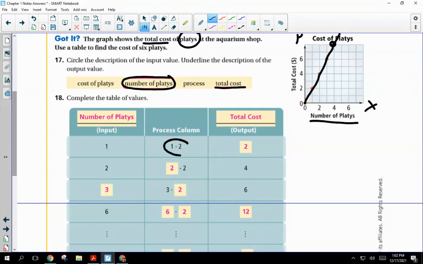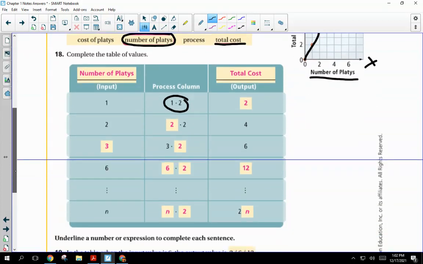And here's the process, 1 times 2. So 1 input times 2 is 2. 2 inputs times 2 is 4. And you can think, oh, so far, Mr. Weckeser, this is very easy. And you are correct. This is very simple so far. A lot of this is review, but like anything in math or anything in life, this gets harder as we go. So 2 platies times 2 is 4, 3 platies times 2 is 6, and so on. And we have 6 platies times 2 is 12. So what is our pattern? It is n times 2, or we like to put the number first, it's 2n.